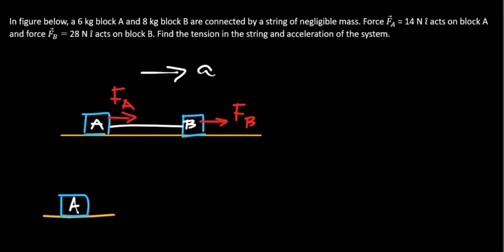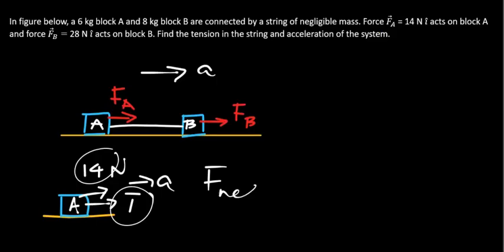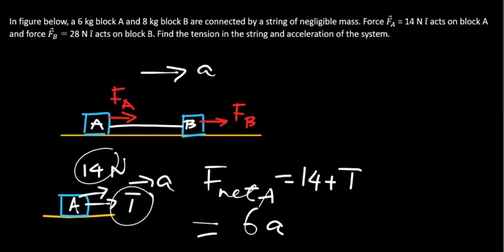Let's just look at object A first. What are the forces acting directly on A? Well, there are two. The first one is tension in the string, and the second one is Fa, which we know to be 14 newtons. Acceleration is that way. So that means there are two forces. The net force on A is 14 plus tension, and that must be the same as its mass, which is 6, times acceleration according to Newton's second law. So we have the first equation: 14 plus tension equals 6a, equation 1.